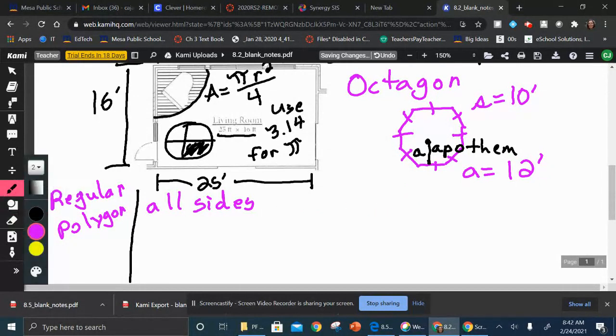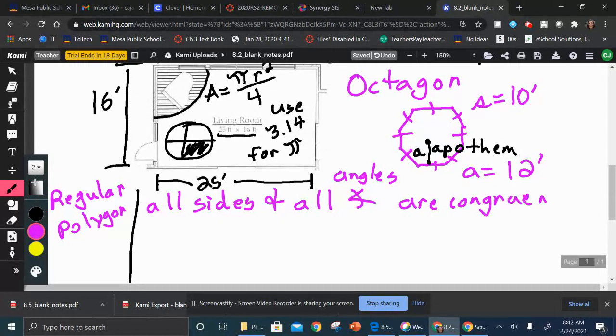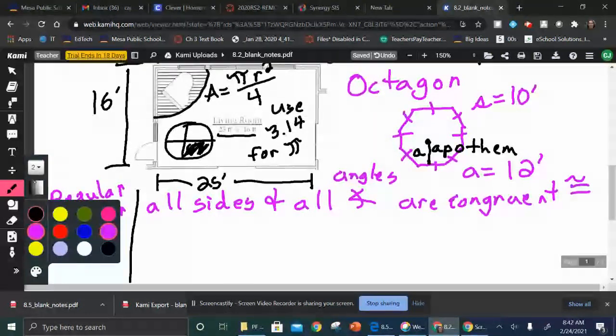So all sides and all angles are congruent. Okay, so we're going to go ahead and do this.